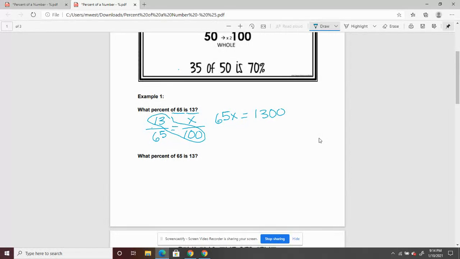And when we have one-step equations, our goal is to isolate that variable by itself. So we're going to divide both sides by 65. 65 divided by 65 is 1. So this side's going to cancel out. And we're left with x. And 1300 divided by 65 is 20. So 20% of 65 is 13.